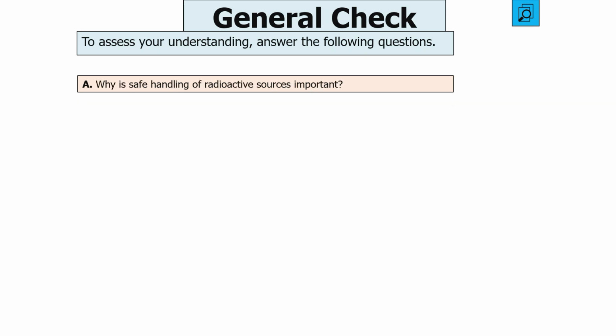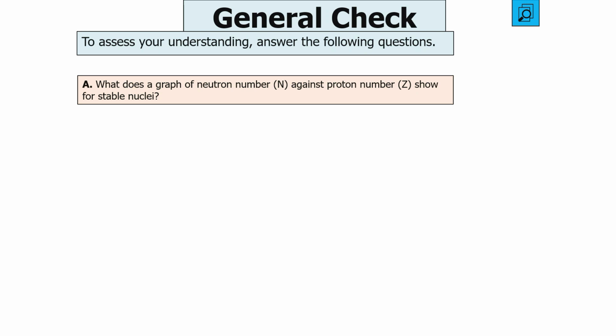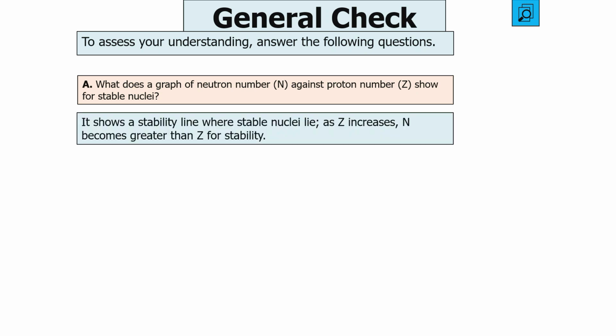Why is the safe handling of radioactive sources important? It is to minimize exposure and reduce the risk of biological damage from ionizing radiation. What does a graph of neutron number N against proton number Z show for stable nuclei? It shows a stability line where stable nuclei lie. As Z increases, N becomes greater than Z for stability.